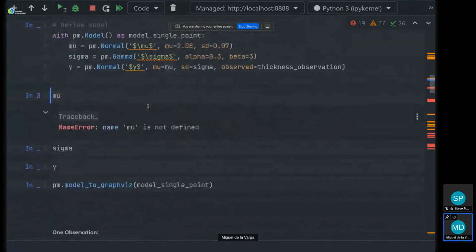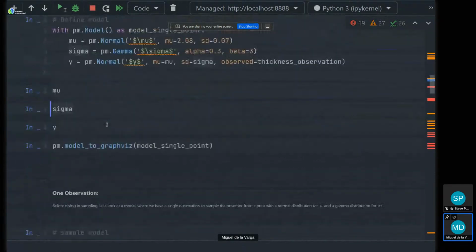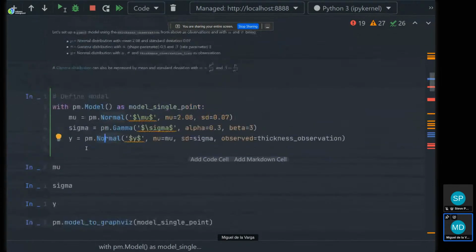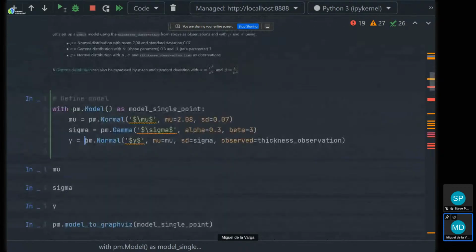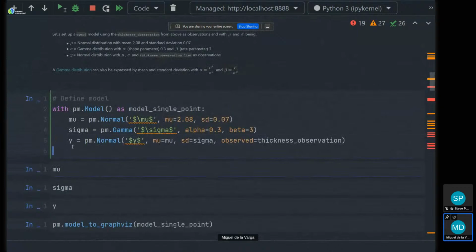Good. So this is the most basic model that you can define. Oh, I have to run it. So this is the most basic model. Let's see if it's running, because the first time that you run it, it is doing its compilation, so it always takes a bit longer.